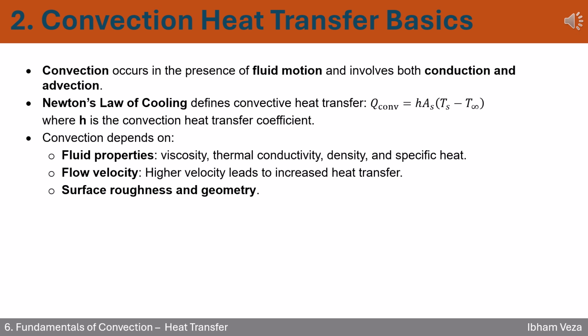What affects this? Three key things: fluid properties like viscosity and thermal conductivity, flow velocity. Faster flow usually means more heat transfer. Surface effects. Roughness and geometry can enhance or hinder the process. Master these basics and you'll have a solid grip on real-world convection problems.